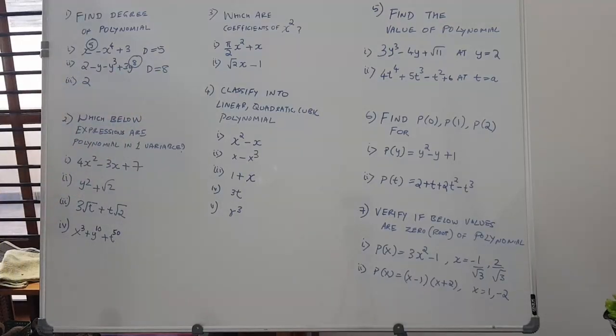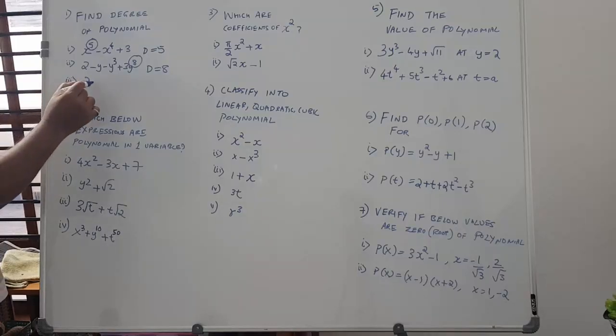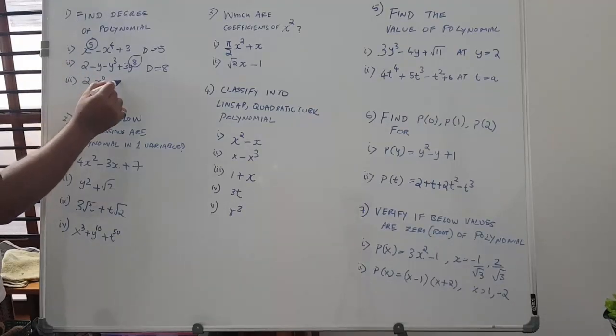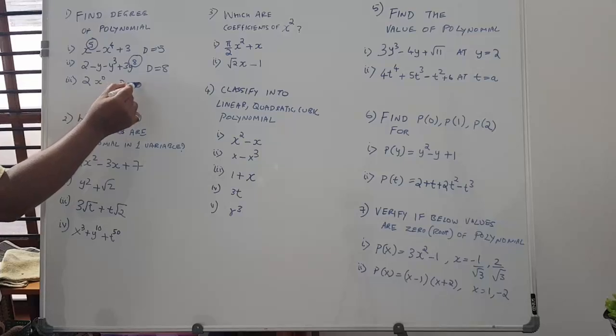Let's consider this. We have only 2. We have no variable at all. But we can think of the variable x to the power 0 here, because x power 0 is 1. So 2 into 1 is 2. If you have just a constant, you can think of it as being multiplied by the variable power 0. So the degree in this case is equal to 0.